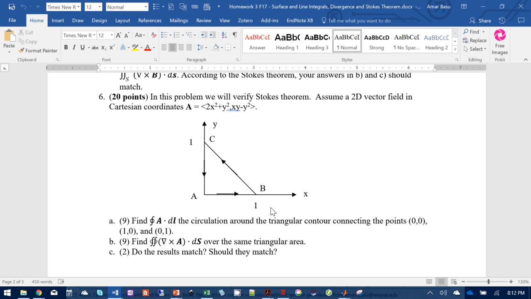Yes, you're going to be integrating from 1 to 0. y equals 1 to y equals 0.